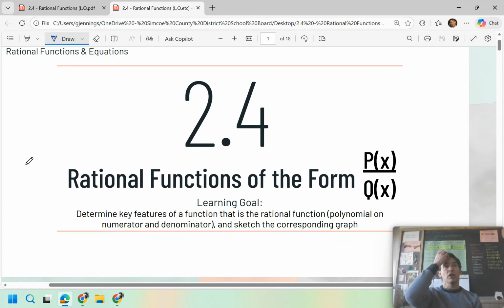Let's keep going. I'm talking too much about that. People get it. And then domain and range. We just want to describe all the possible x values and all the possible y values.